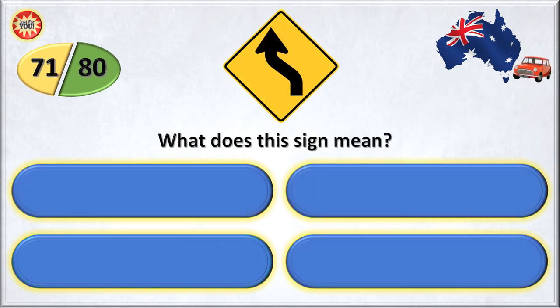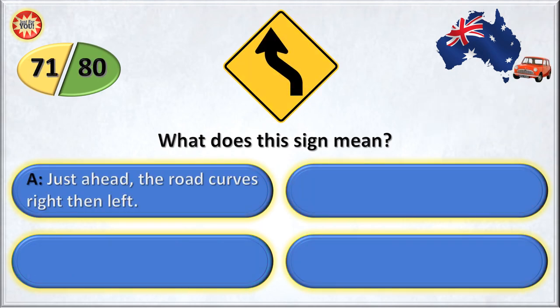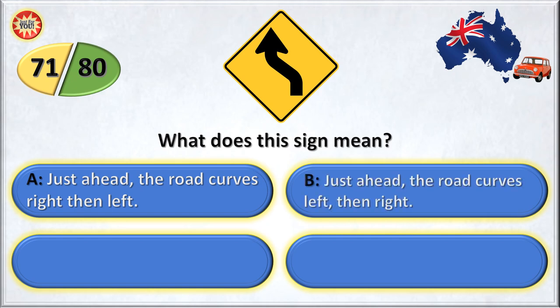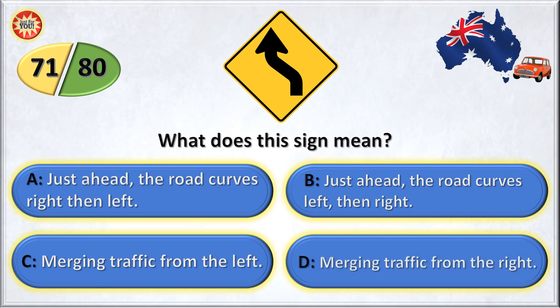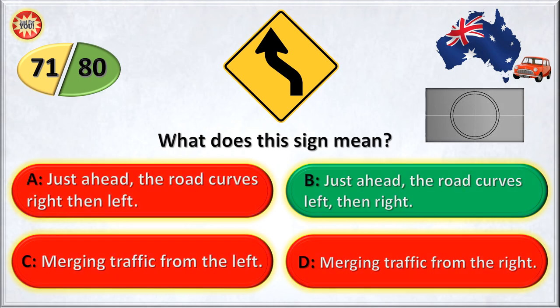What does this sign mean? Just ahead, the road curves right, then left. Just ahead, the road curves left, then right. Merging traffic from the left. Merging traffic from the right. Just ahead, the road curves left, then right.